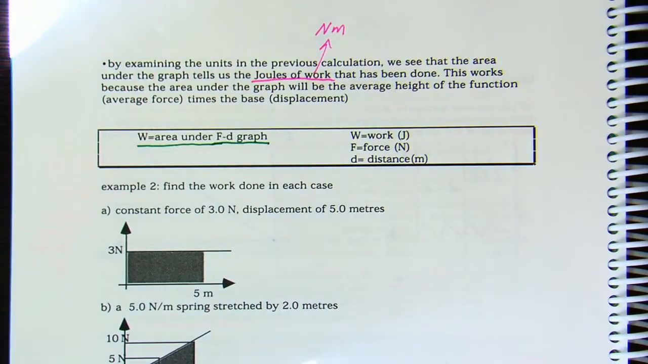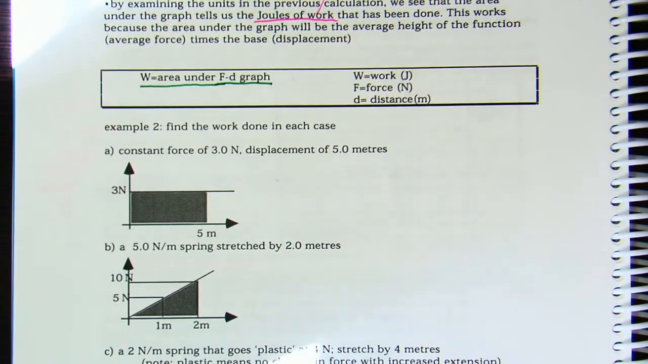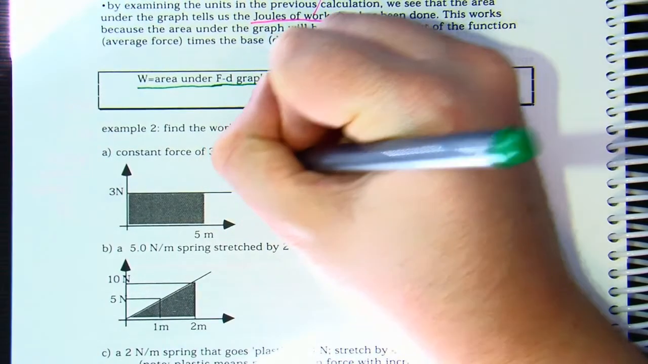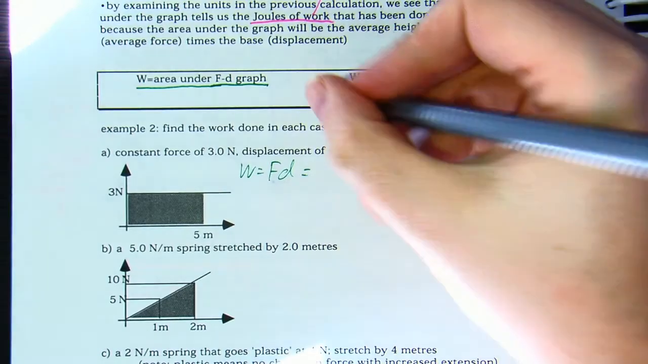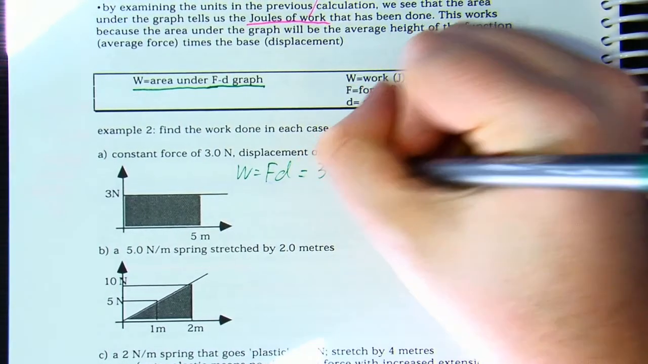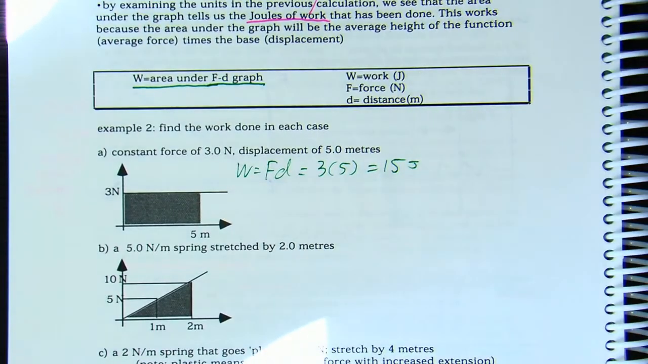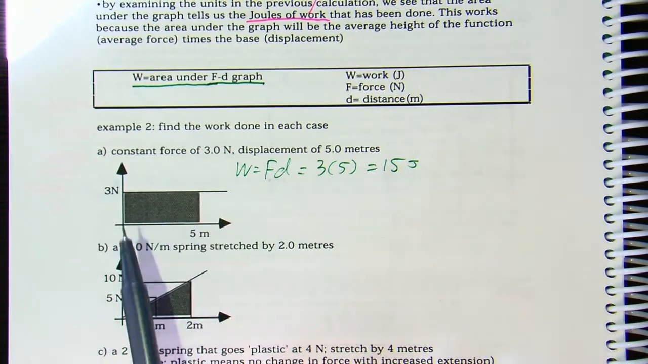So let's do a few of these. If we have a constant force with a displacement of 5 meters, this becomes relatively trivial. We've got work equals a force times a distance. We know the force here is constant, so we could just say, okay, I've got a 3 Newton force acting over 5 meters. That's going to give me 15 joules of energy. Or we could use what we just looked at. We say, well, work is the area under an FD graph. Well, what shape is that?